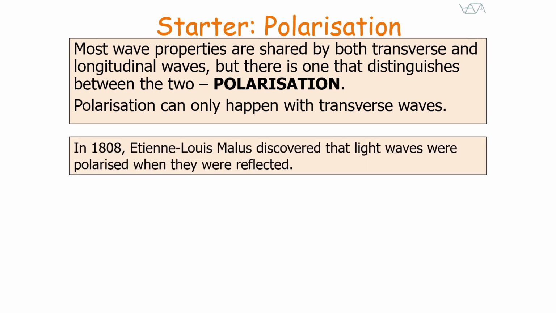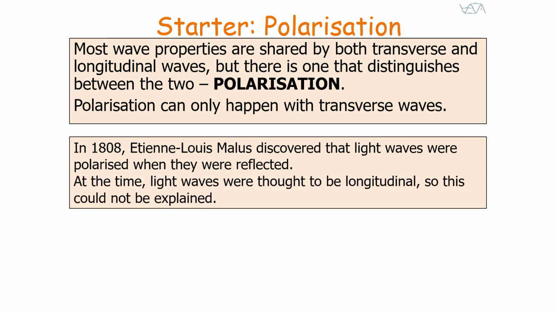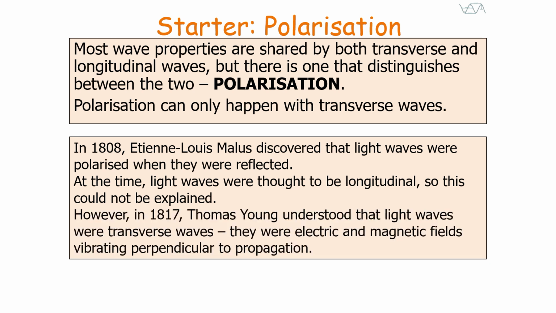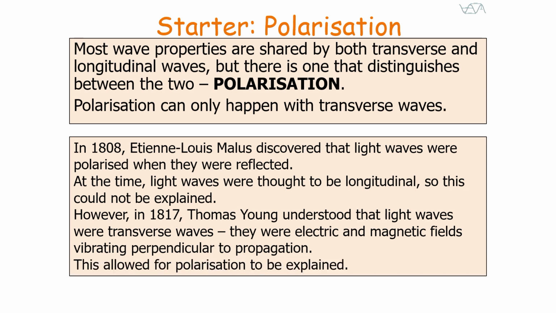In 1808, Etienne Louis Malus discovered that light waves were polarized when they were reflected. Now at the time, light waves were thought to be longitudinal, so this couldn't be explained. However, in 1817, Thomas Young understood that light waves were transverse waves, so there were electric and magnetic fields vibrating perpendicular to propagation, so this allowed for polarization to be explained.